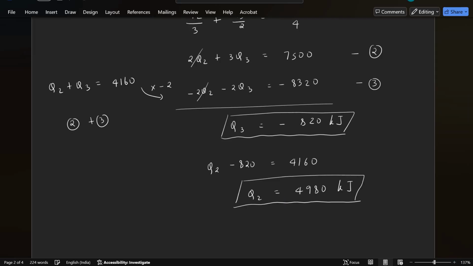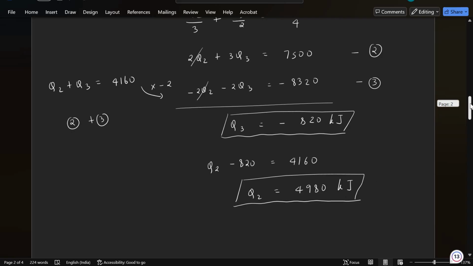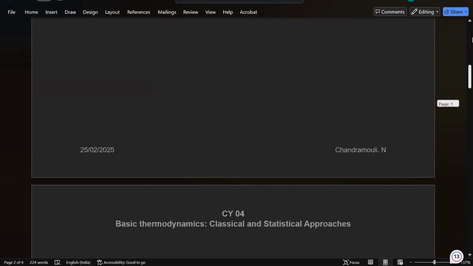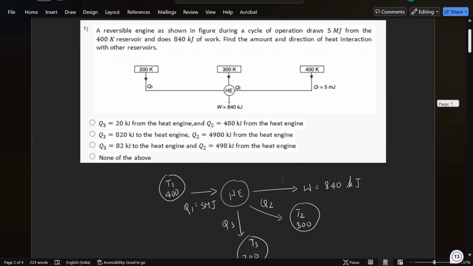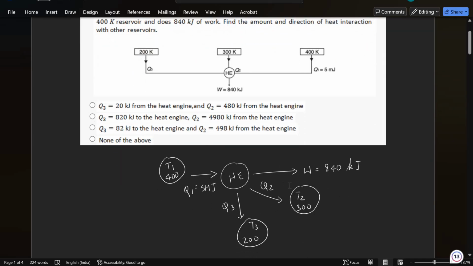So basically you have Q3 which is minus 820. So what does that mean? It is negative. So that means it is opposite of what we assumed, and this is 4980. So that means it is whatever we assumed. So since Q2 is minus 820, this direction is going to be reversed.